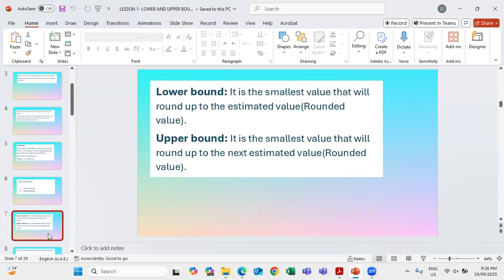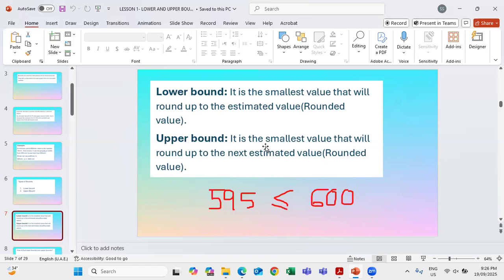So here it is written, lower bound is the smallest value that will round up to the estimated value. So we had 595. This is the lowest value. It can be rounded to 600 if we take it to the nearest 10 millimeter, that grace limit. Okay. Then we have the upper bound.